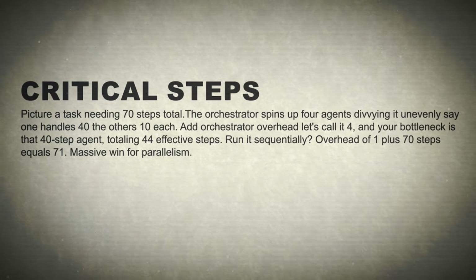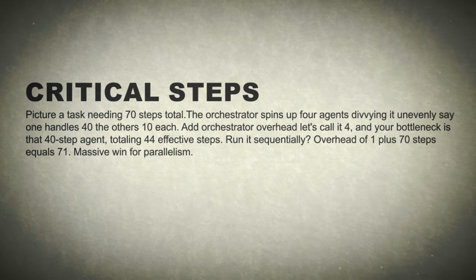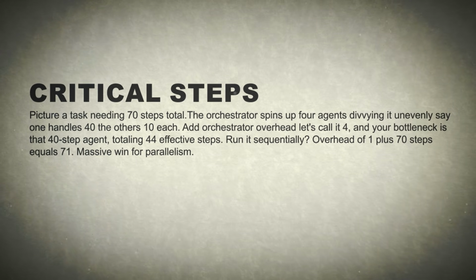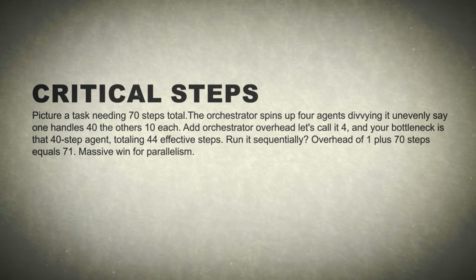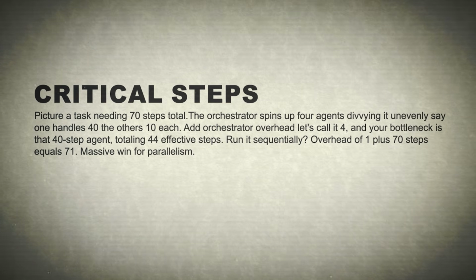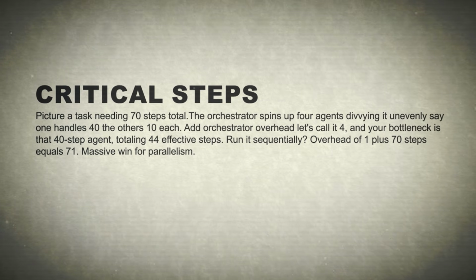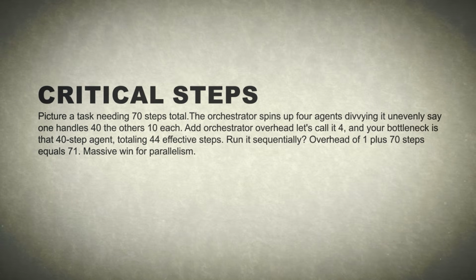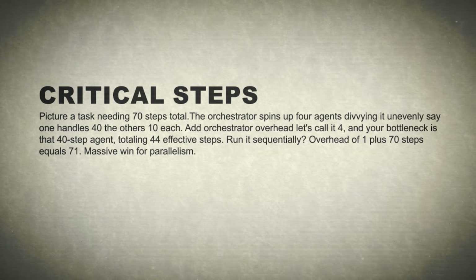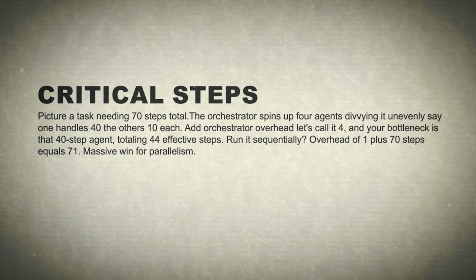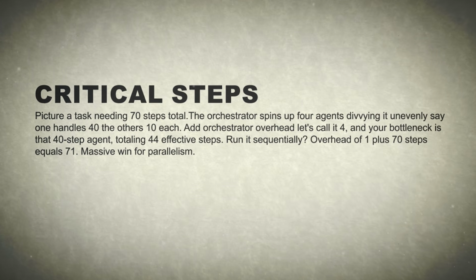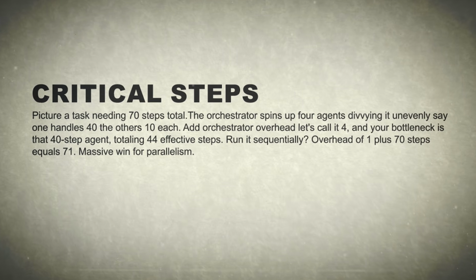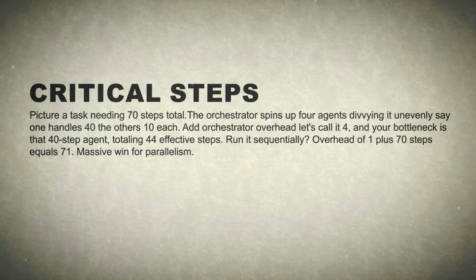Picture a task needing 70 steps total. The orchestrator spins up 4 agents, divvying it unevenly. Say, one handles 40, the others 10 each. Add orchestrator overhead, let's call it 4, and your bottleneck is that 40-step agent, totaling 44 effective steps. Run it sequentially. Overhead of 1 plus 70 steps equals 71. Massive win for parallelism.